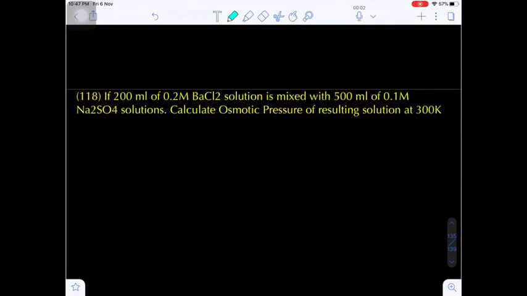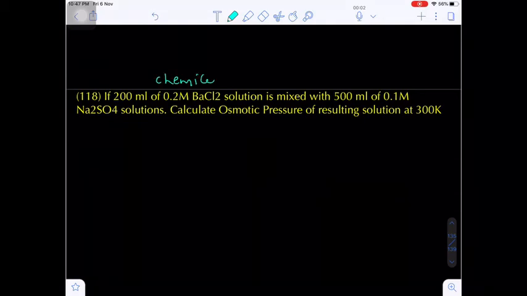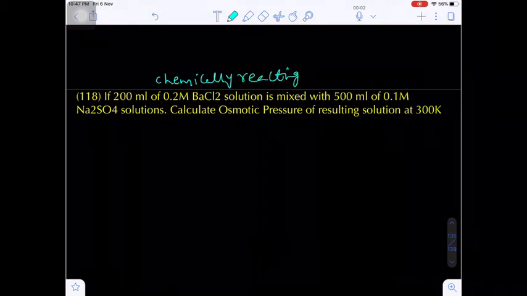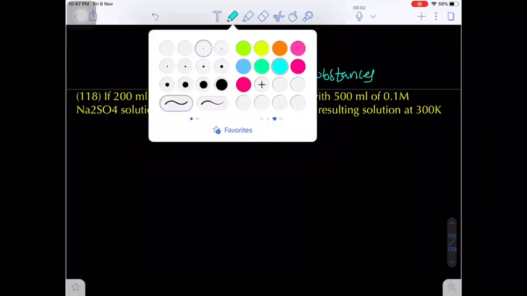Now question number 118. If 200 ml of 0.2 molar barium chloride is mixed with 500 ml of 0.1 molar sodium sulfate solution, calculate the osmotic pressure of the resulting solution at 300 Kelvin. Remember, here the two solutions are chemically reacting solutions, chemically reacting substances. That is very, very important.